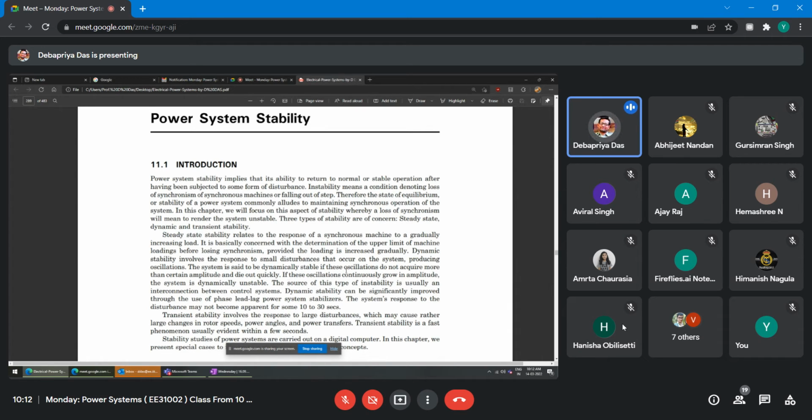Generally, loss of synchronism means the system becomes unstable. In our country, in a thermal power plant, the alternator, our synchronous generator, is basically two poles, and it revolves at a frequency of 50 hertz. So Ns is 120 f by p, which is 3000 rpm. If it is 60 hertz, it will be 3600 rpm.